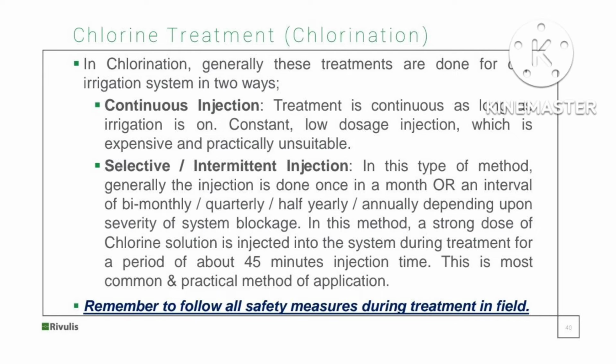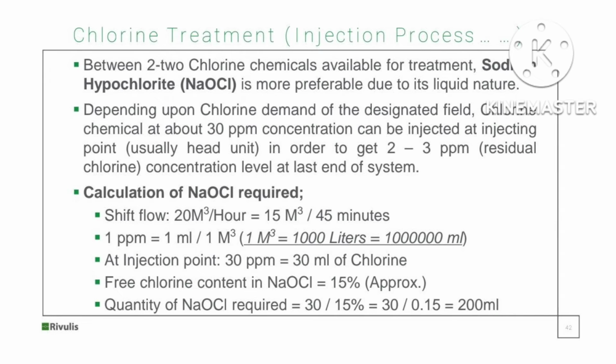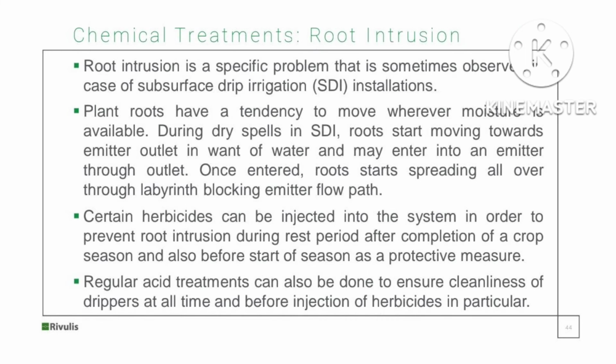Chlorination treatment is done for the irrigation system in two ways. Before chlorine treatment, it is always advisable to perform an acid treatment first in order to remove any salt formation in the system. Among the chlorine chemicals available for treatment, sodium hypochlorite is more preferable due to its liquid nature. Calculation of NaCl required: 0.20 liters by volume. Then flush out the entire system. Your treatment is over now.